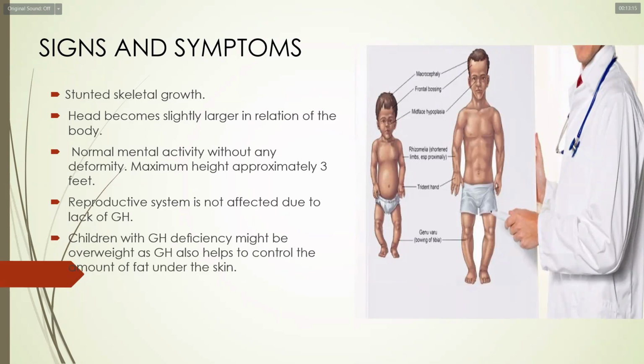Signs and symptoms: stunted skeletal growth, head becomes slightly larger in relation to the body, normal mental activity without any deformity, maximum height approximately 3 feet. Reproductive system is not defective due to lack of growth hormone. Children with growth hormone deficiency might be overweight, as growth hormone also helps to control the amount of fat under the skin. Next.